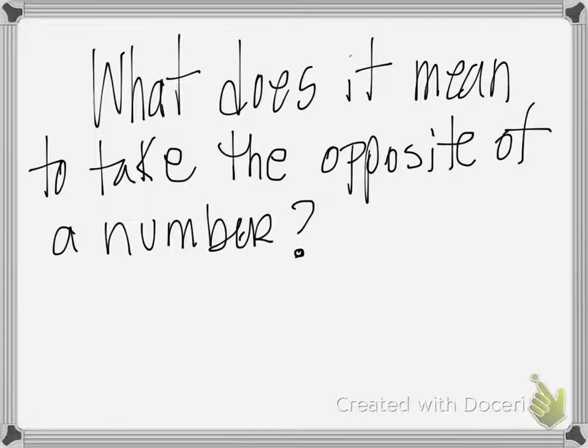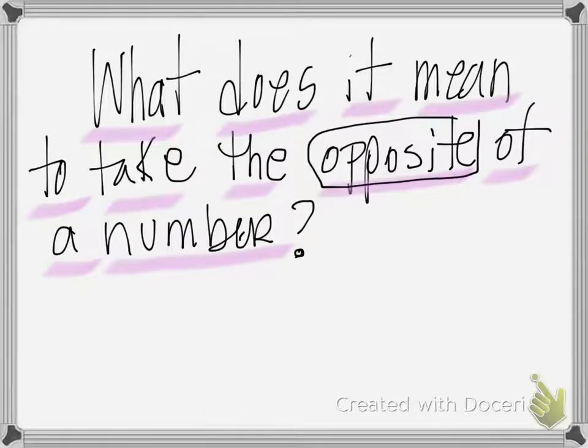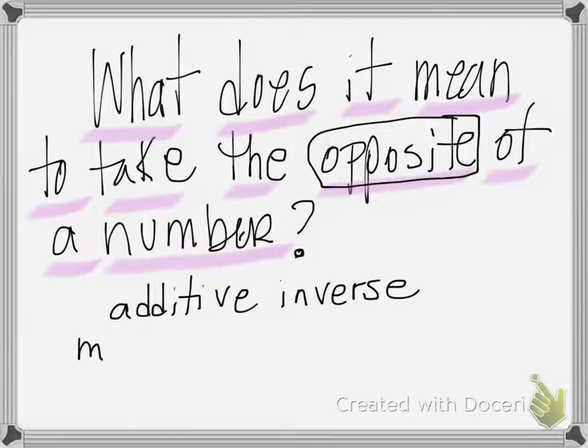And before we move into exercise 4, I first want to just talk a little bit about this idea. So what does it mean to take the opposite of a number? Okay, if you remember, we have talked about this quite a bit, not too long ago. When we talk about the opposite, we can think of both the additive inverse, or the multiplicative inverse, okay? So we can think of both of these.